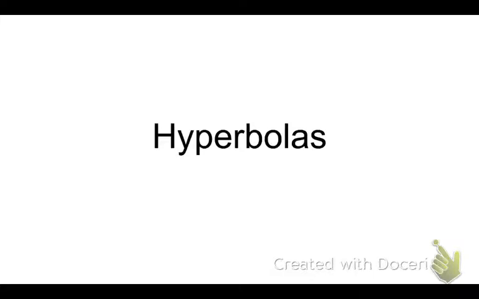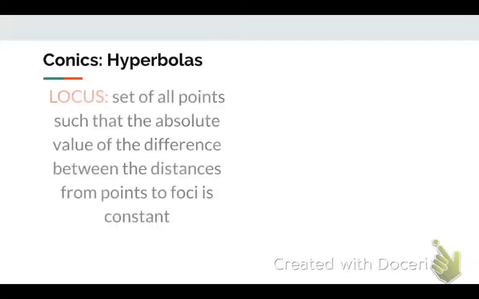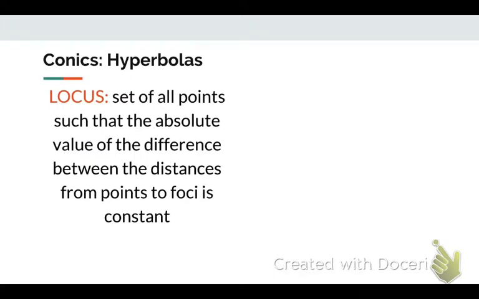So today we're looking at hyperbolas, the last of the conic sections that we studied in this unit. When we have conic sections, what we're looking at is the absolute value of the difference between the distances from points to foci. Again, I would remind you that the key word here is difference, meaning that we're looking at some kind of subtraction for our equation. So that's the easiest way to identify what type of conic section we're looking at.